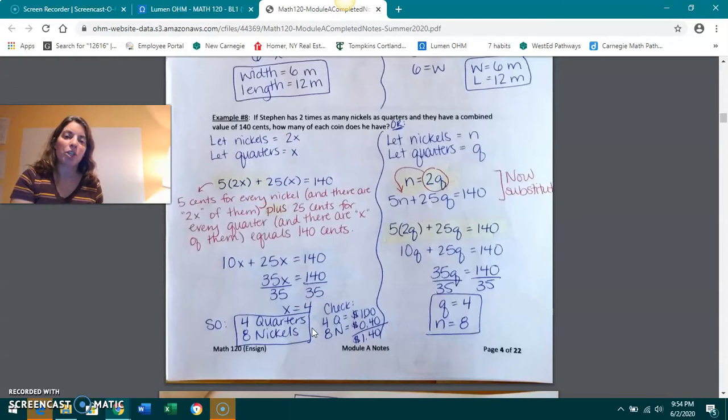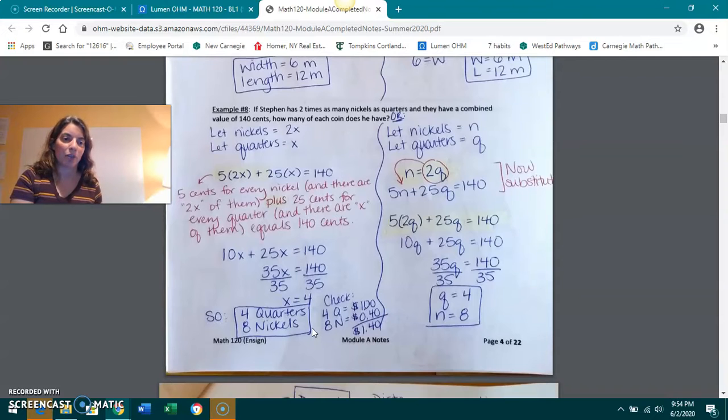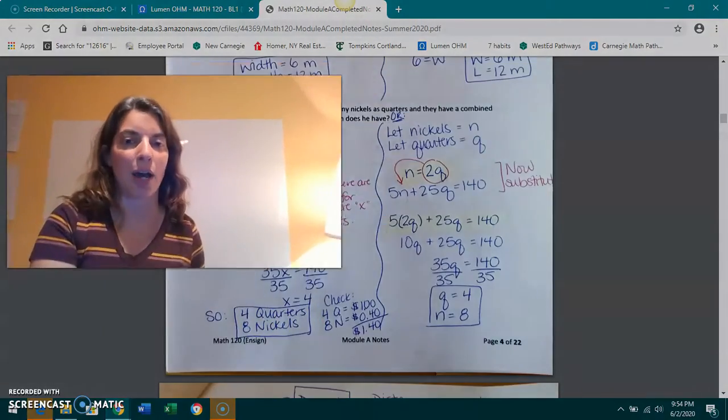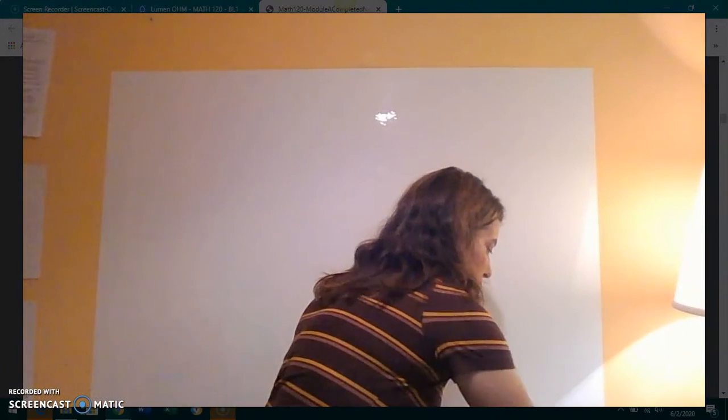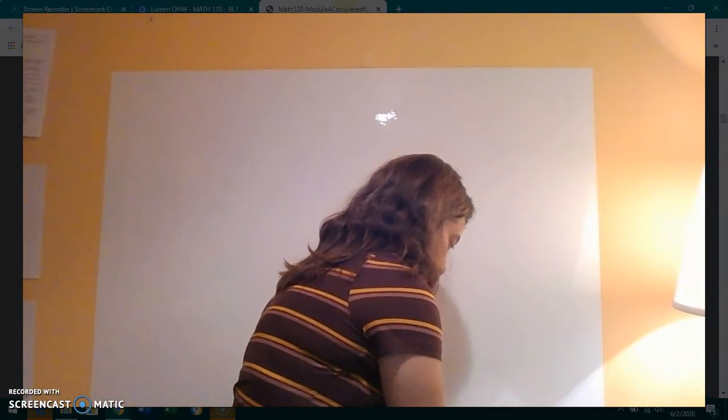Now I want to show you, when you look at the videos that Lumen has provided for these, often they use a chart. I did that in some of the other ones, but I want to show you how that works for this one. I do like the chart. I didn't put it in there, but I think it helps people figure out how to set up those equations.